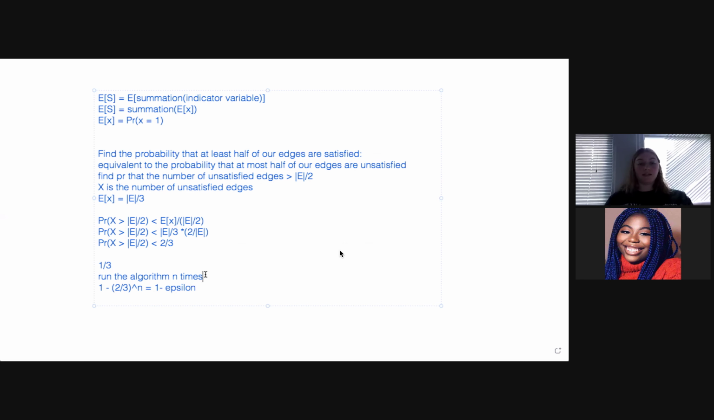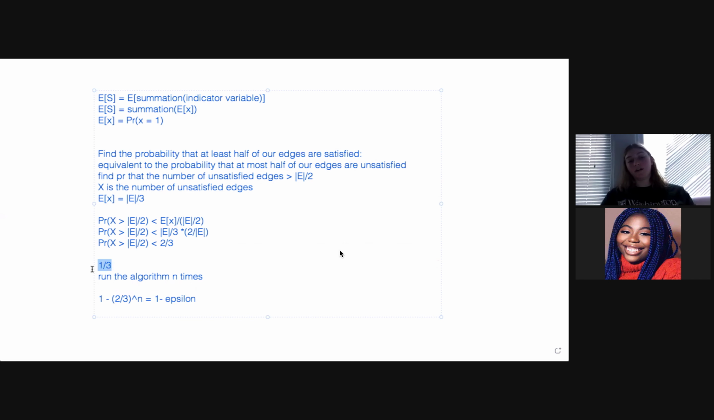The reason for this is that any time we run a random coloring, the probability that half our edges are satisfied is 1/3, right? So the probability that less than half our edges are satisfied is 2/3. So if we run our algorithm n times, the probability that all of those times we have less than half our edges satisfied is (2/3)^n. Okay, I see that now.